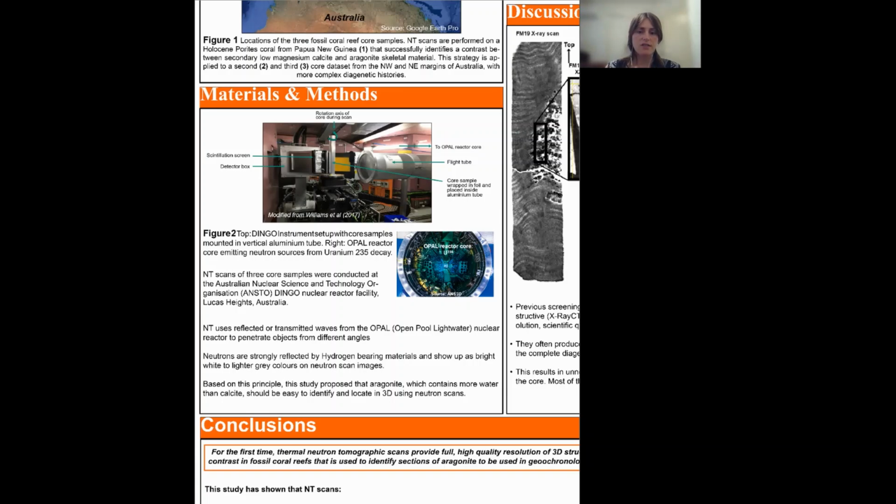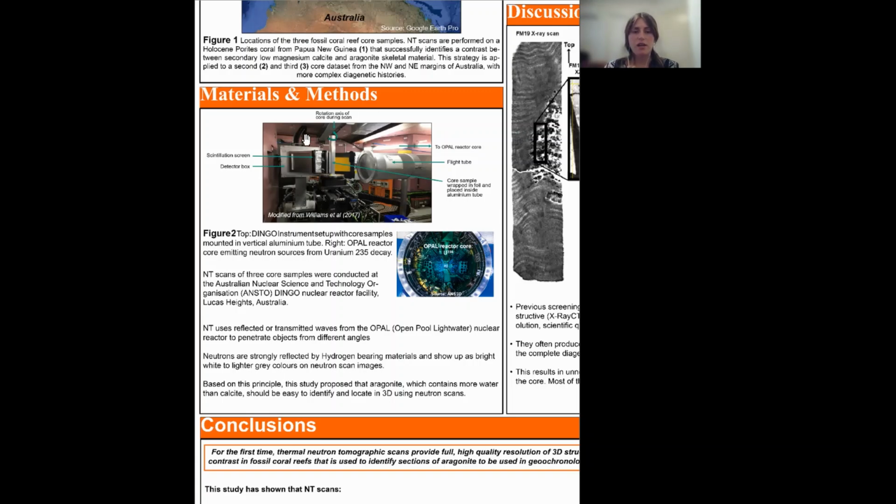And the way this works is neutron tomography uses reflected or transmitted waves from a nuclear reactor source to penetrate 3D objects from different angles. And neutrons are strongly reflected by hydrogen-bearing or water-bearing materials and show up as bright white to lighter grey colours on the neutron scan images that are the output. And so based on this principle, it was proposed that aragonite, which contains more water than calcite, should be easier to see using neutron scans.